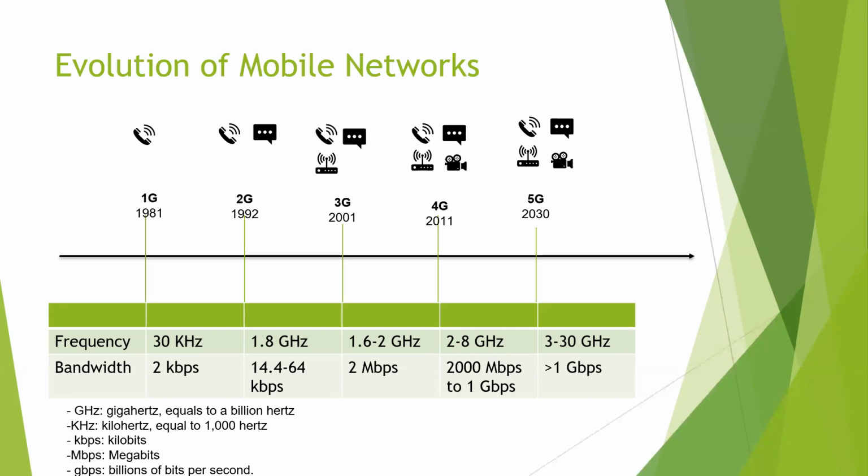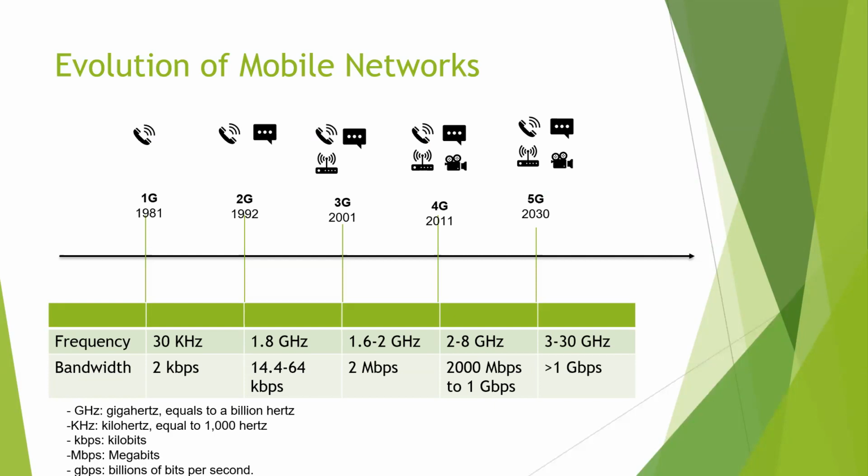Then in 1992, 2G came out, where we had around 1.2 gigahertz of frequency and around 14.4 to 64 kilobits in the bandwidth. And that's what allowed us to do calls and video at that time.